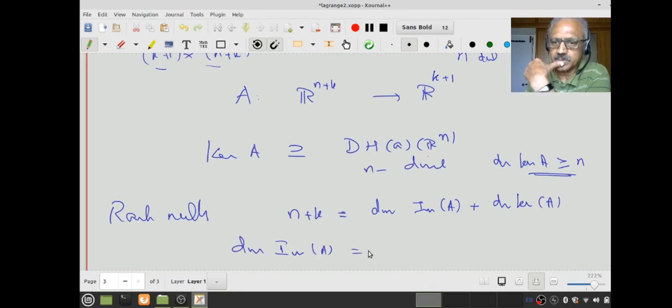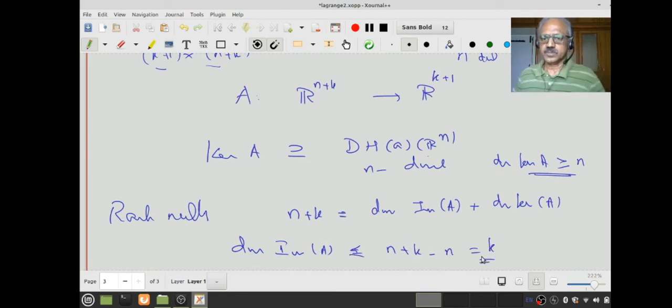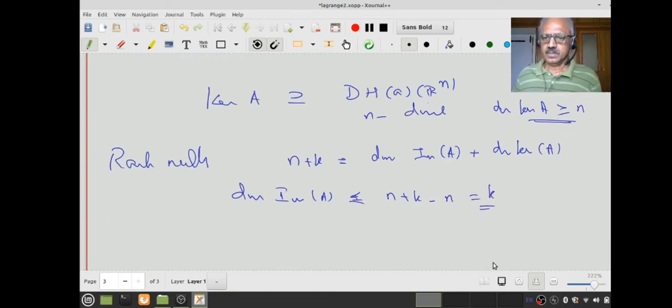Therefore, what do I know about the dimension of the image of A? The dimension of the image of A is n+k minus the dimension of the kernel, and the kernel dimension is greater than or equal to n. Therefore the image dimension is less than or equal to n+k-n, that is k. Just make sure you follow that. Therefore, the dimension of the image of A is at most k, which means the rank of A is less than or equal to k.